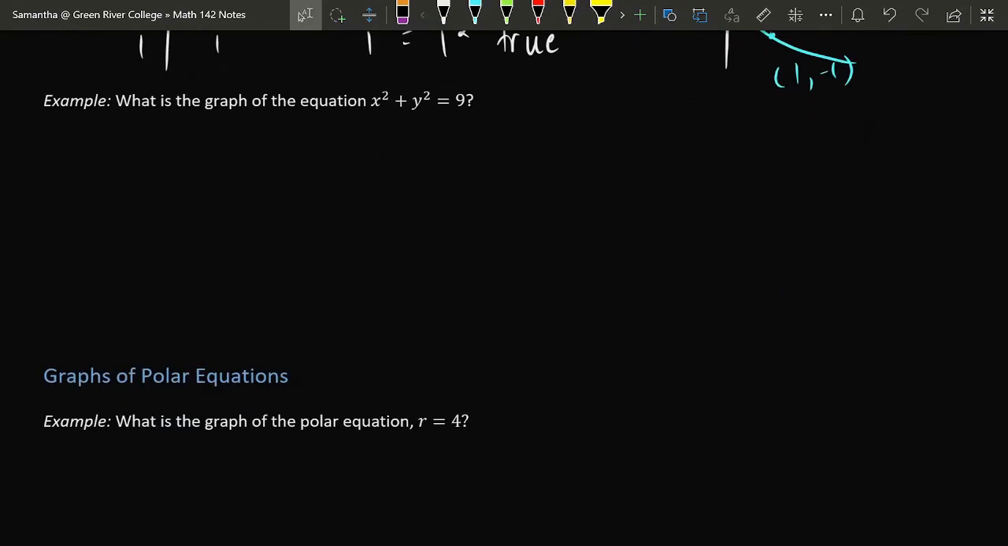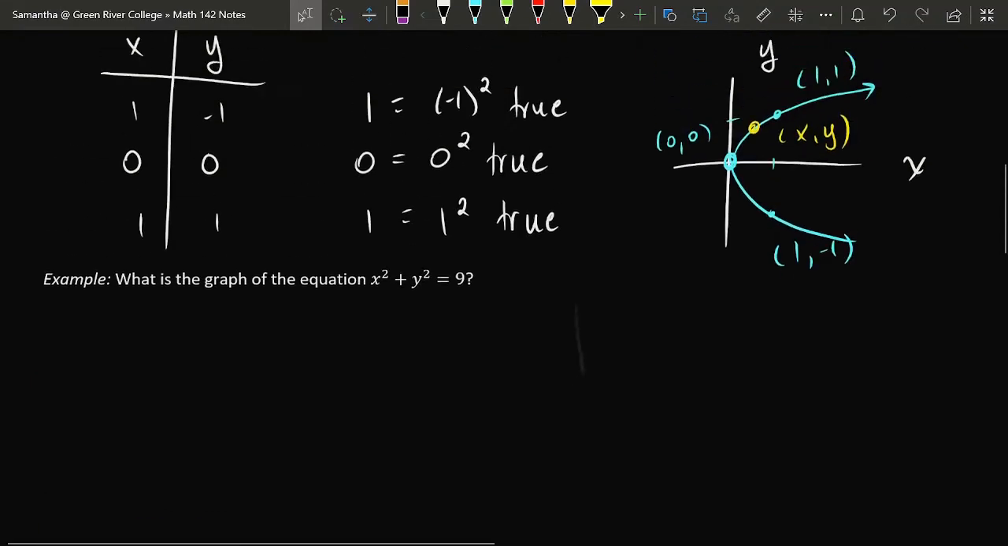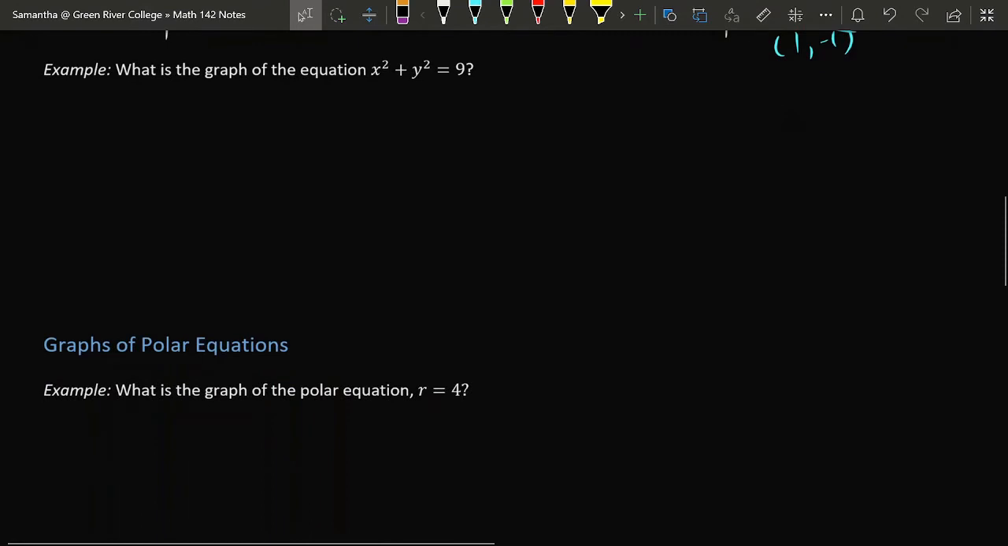Now sometimes you can figure out the graph of an equation not solely by plotting points, but by also using some other kind of reasoning. For example, someone says, what is the graph of the equation x squared plus y squared equals 9? I could say x squared plus y squared, I've seen that quantity before.